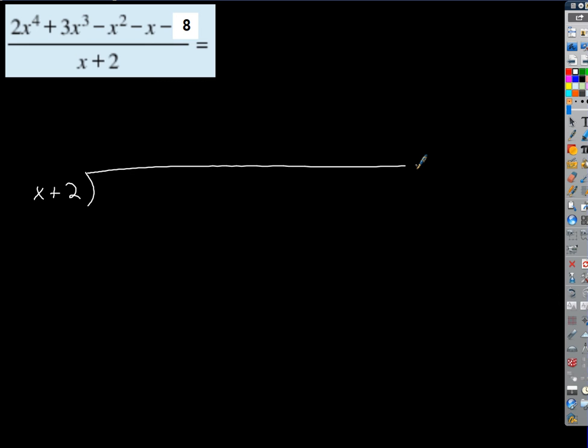Okay, numerator goes inside, right? Yes. Okay.